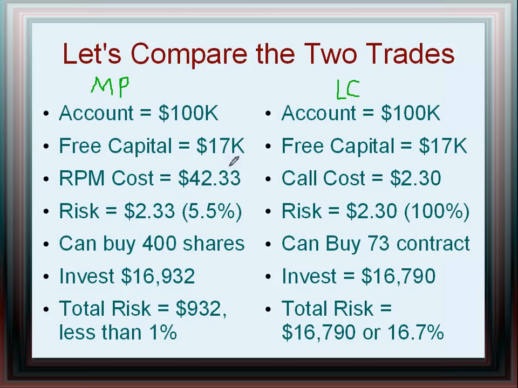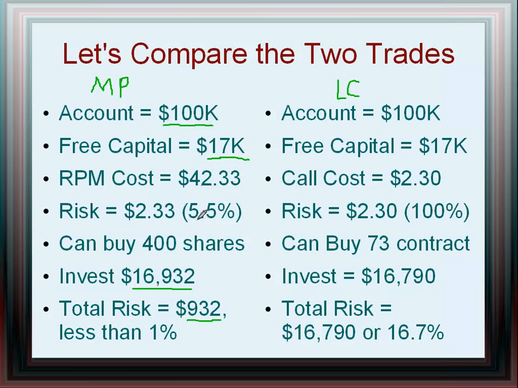I'm going to take a look at the radioactive profit machine, and the RPM cost is $42.33 per share. The maximum risk is $233. Your January 2012 40 strike call is $230, and the maximum risk is $2.30 per contract, or 100%. Now, with my $17K of free capital, I'm going to force myself into a proper size trade. I can only buy 400 shares of stock and 4 put contracts. So I'd invest $16,932. My total at risk is $932. 400 times 2.33 is a maximum risk of $932. That represents less than 1% of my whole portfolio.